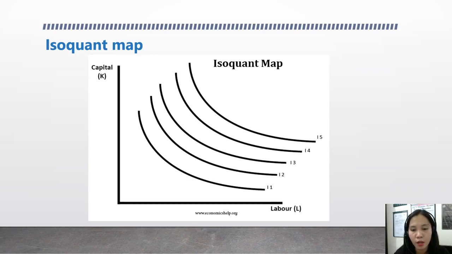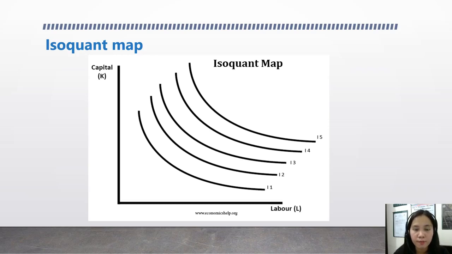For example, I1, or isoquant 1, may show the combination of capital and labor that can produce 4,000 TPP, which stands for total physical product. So I2, or isoquant 2, may show the combination of capital and labor that can produce 5,000 TPP. So I5, or isoquant 5, is a higher output than I4.